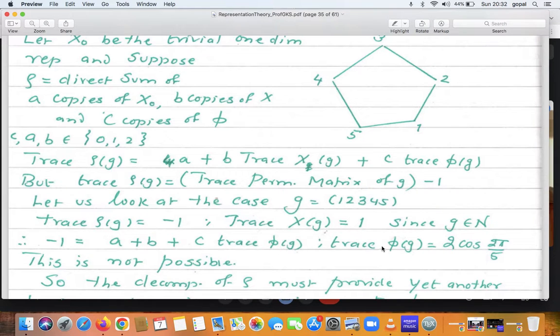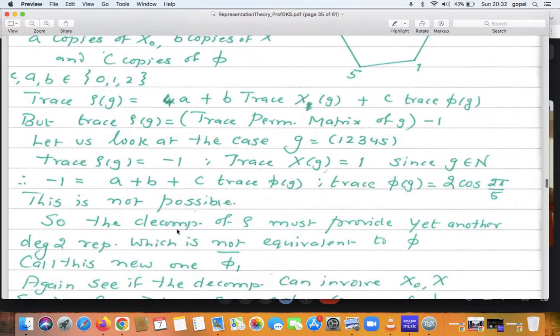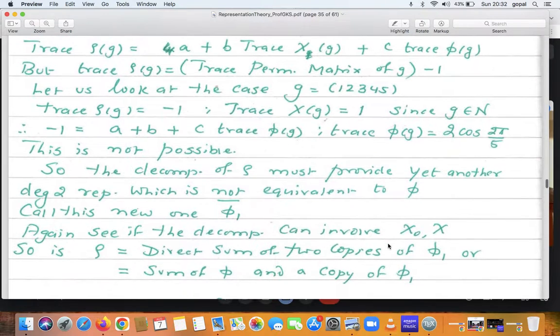Trace of phi G is 2 cos 2 pi by 5 for the two-dimensional representation. Remember the 2 by 2 matrix? Cos, minus sine, cos: 2 times cos 2 pi by 5. This is not possible because all three are positive. So this decomposition must provide yet another degree 2 representation which is not equivalent to phi.